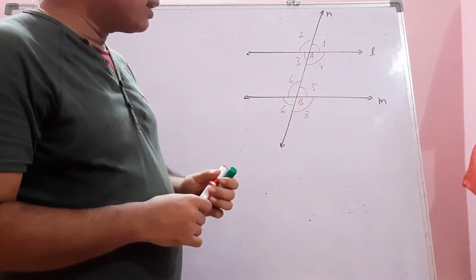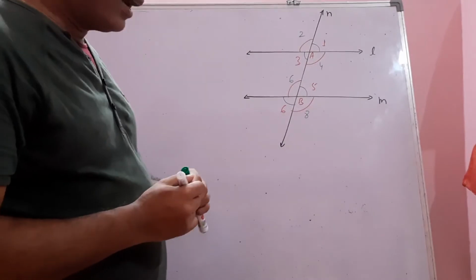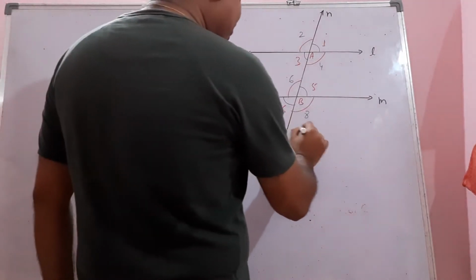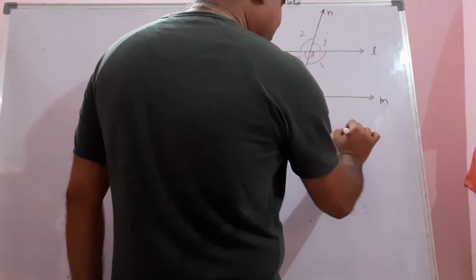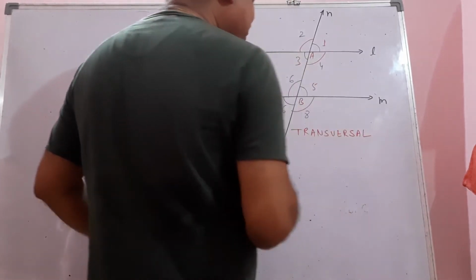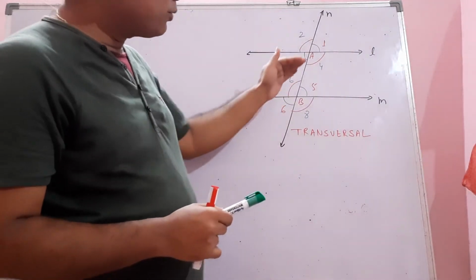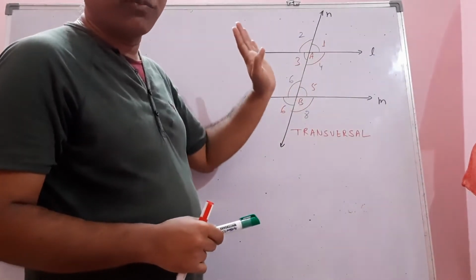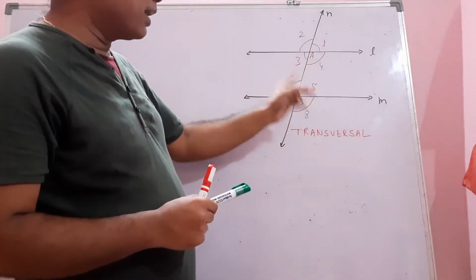So this single line N, which intersects both the lines, we call it a transversal. Okay, so what is a transversal? It is a line or line segment which intersects two different lines at two different points. Okay, clear? Now the points of intersection, suppose A and B.